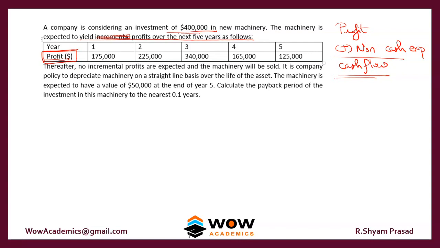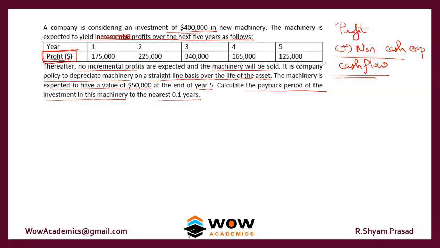So we'll read it. Thereafter, no incremental profits are expected and the machinery will be sold. It is the company's policy to depreciate machinery on a straight line basis over the life of the asset. The machinery is expected to have a value of 50,000 at the end of the 5th year. Calculate payback of the investment in this machinery to the nearest 0.1 years.